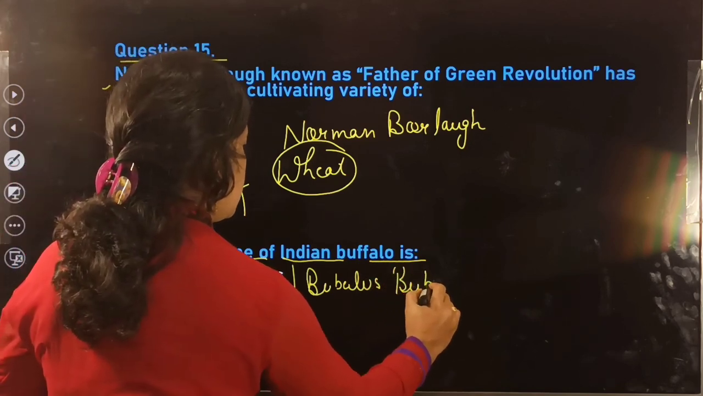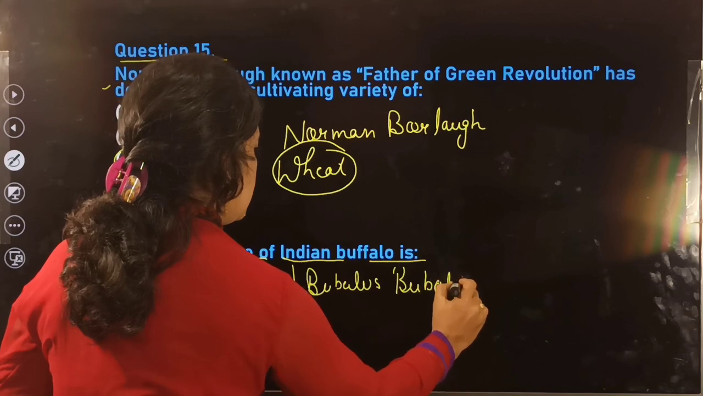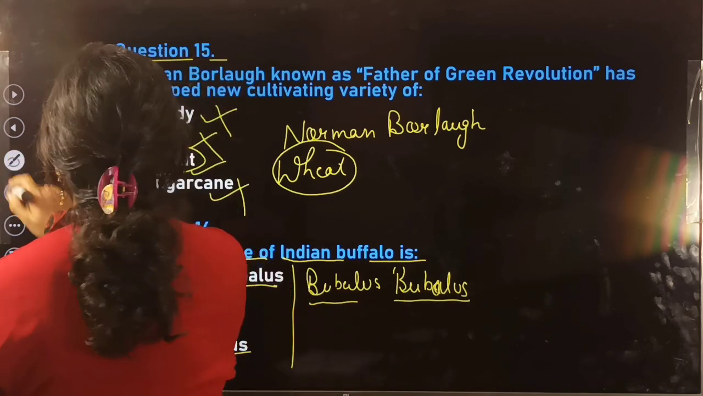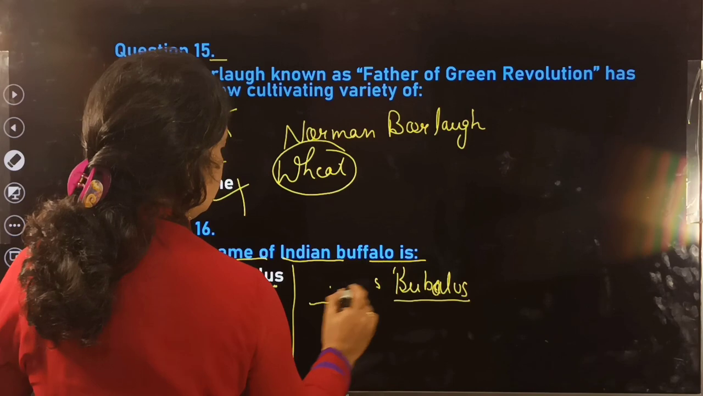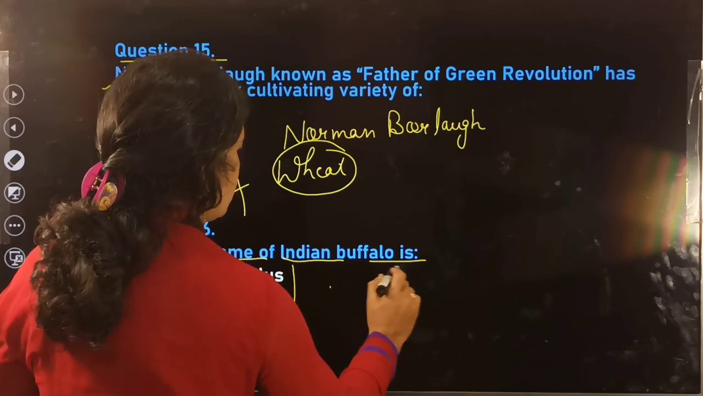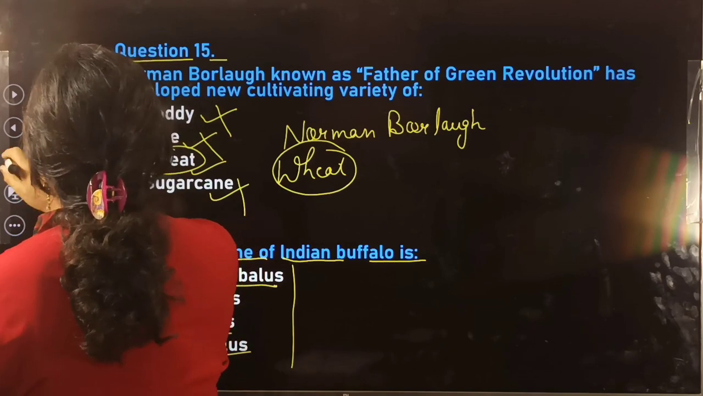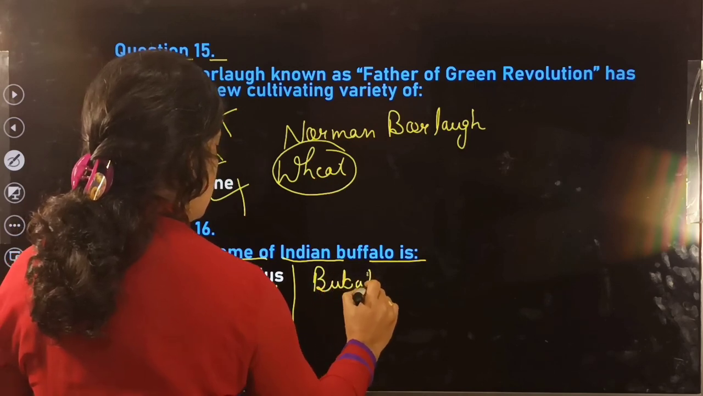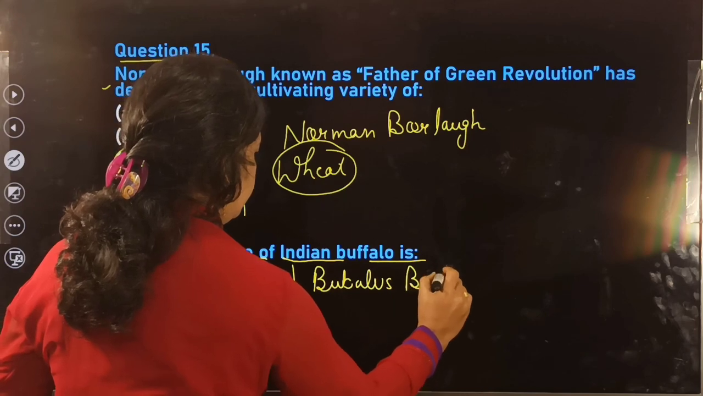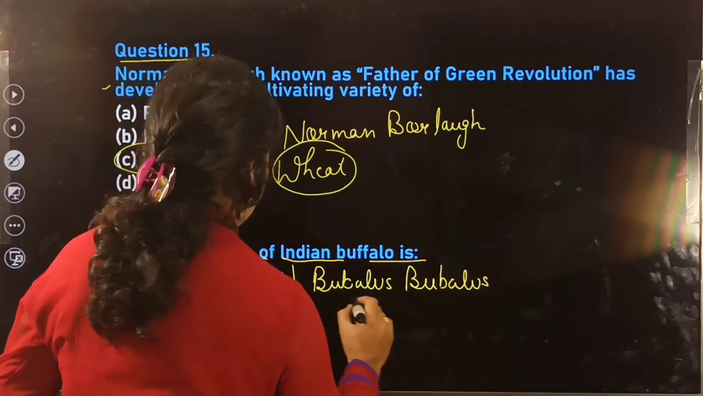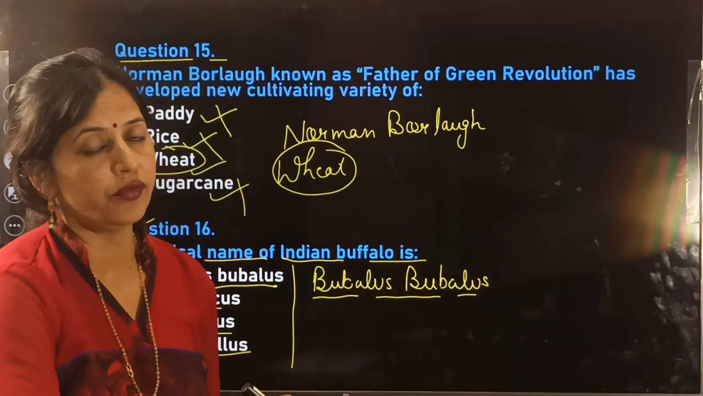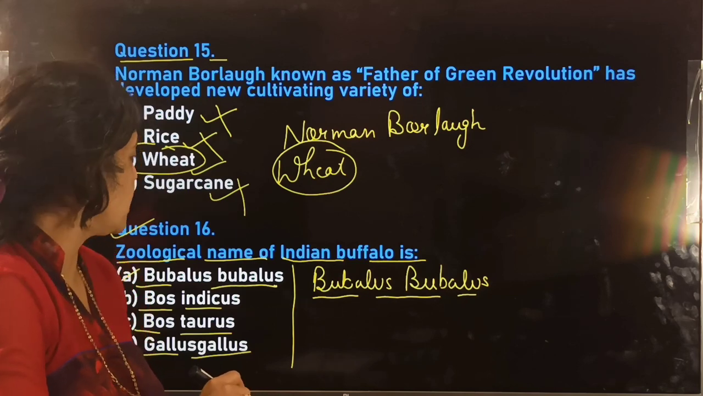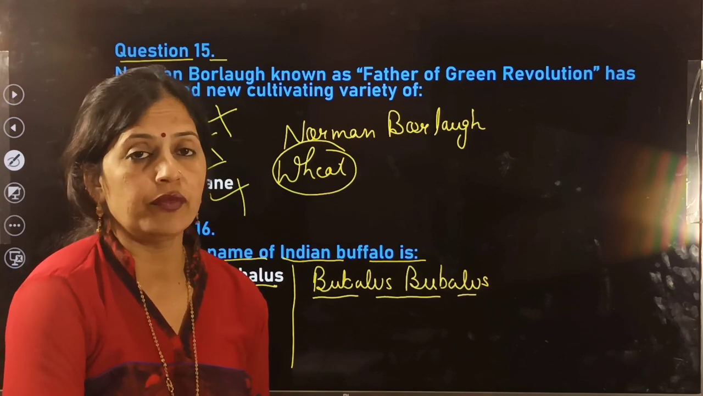So here the zoological name of the Indian buffalo is Bubalus. So this is the zoological name of the Indian buffalo. Not Bos indicus, not Bos teres, not Gallus, but Bubalus is the zoological name of the Indian buffalo.